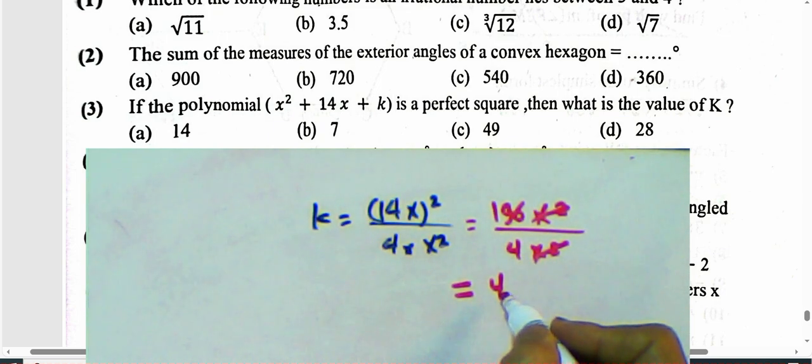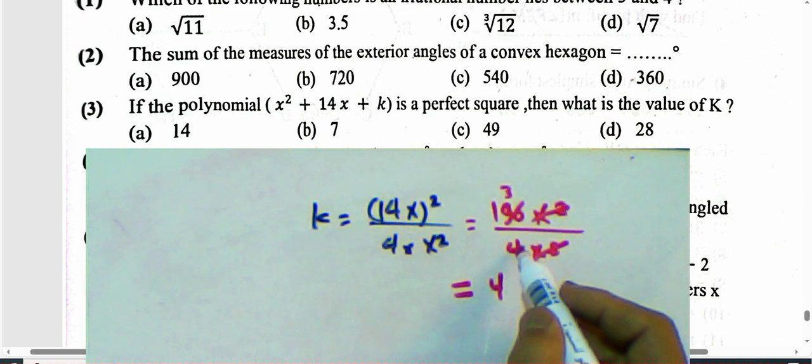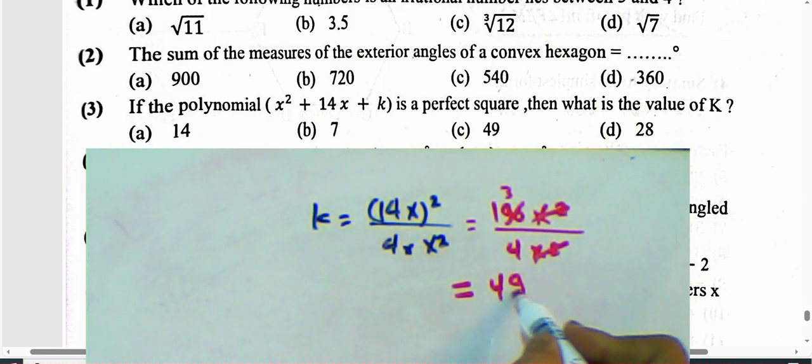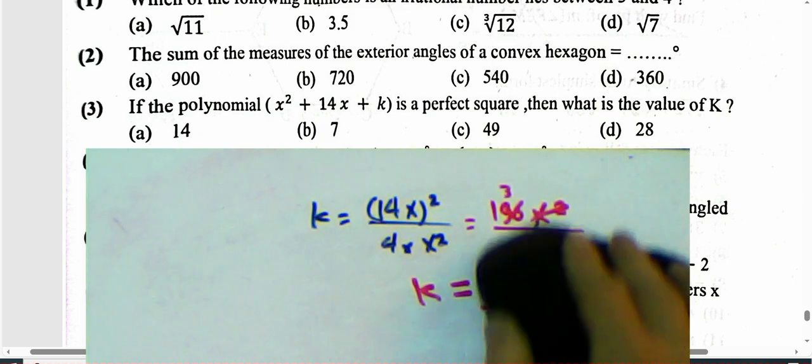196 divided by 4: 4 times 4 is 16, and the remainder 3. 36 divided by 4 is 9. So the value of k will be 49. Choose letter C.